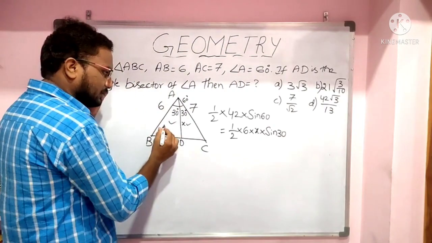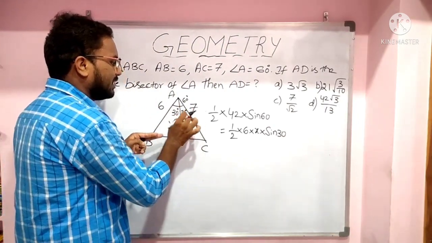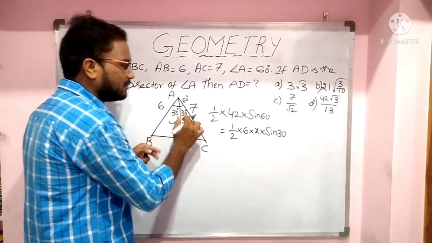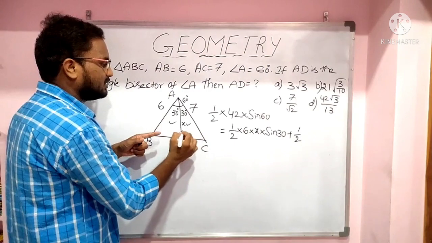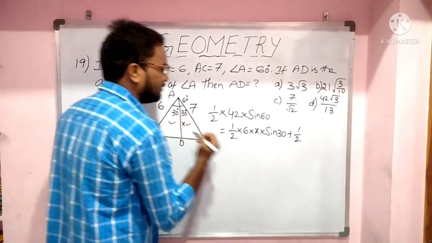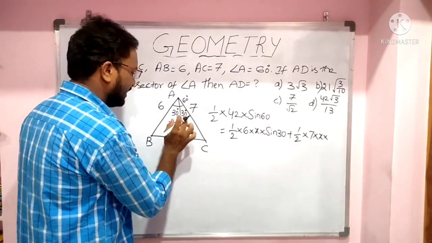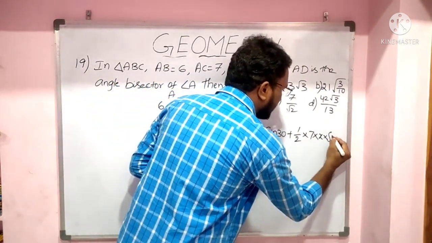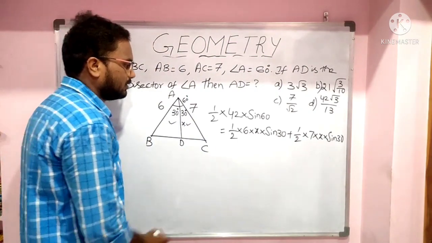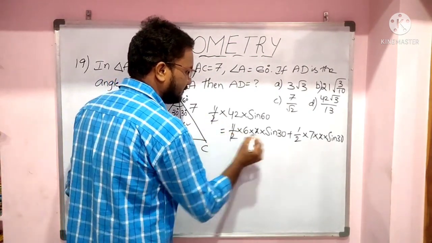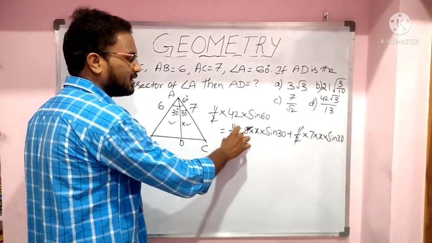Okay, so we have this area. Similarly, if you have these two sides and the angle between them, we have plus the area of triangle AD, which is equal to half into x into 7 into sine 30. Here the half cancels. On this side I am taking half as common.